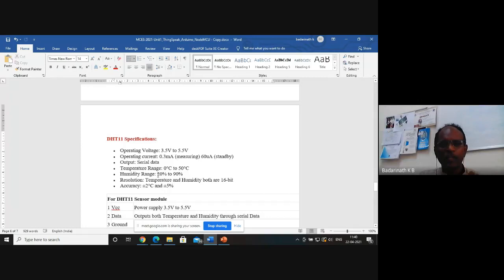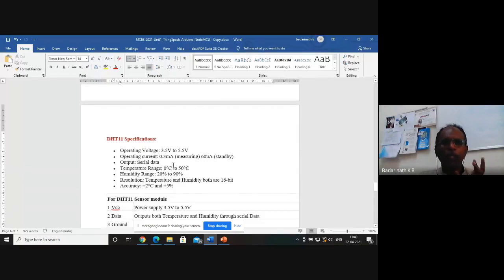What is the humidity range? 20% to 90%. Again, if you want a larger range, always go for the DHT22. What is the resolution? Its resolution is less compared to the LM35. Both are 16-bit, in the sense that I will explain how you receive the data, what the 16-bit means. Accuracy is plus or minus 2 degrees centigrade and plus or minus 5% humidity, according to the specification.